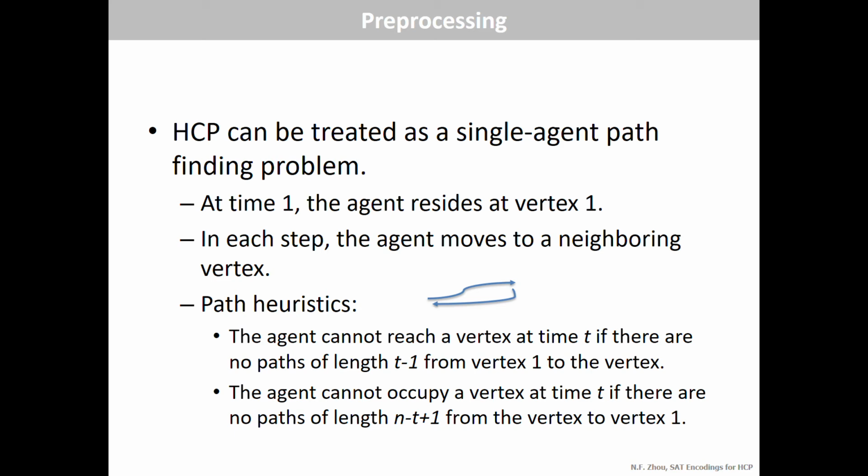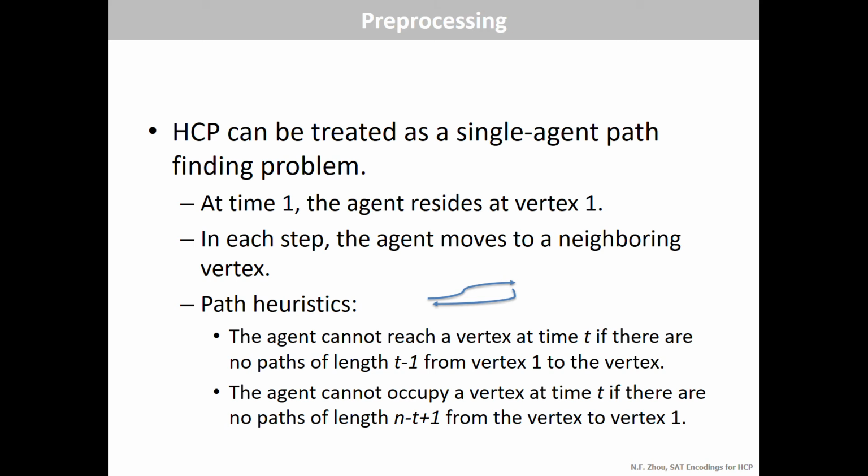So we can treat HCP as a single-agent path-finding problem. At time 1, the agent resides at vertex 1. In each step, the agent moves to a neighboring vertex. We can use path constraint heuristics. Basically, at time 1, the agent is at vertex 1, and at time n plus 1, the agent must be back at vertex 1.